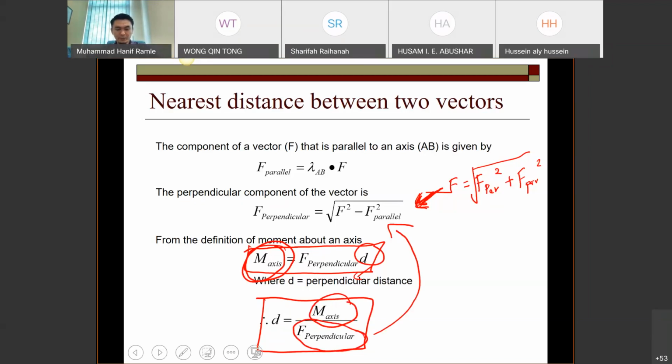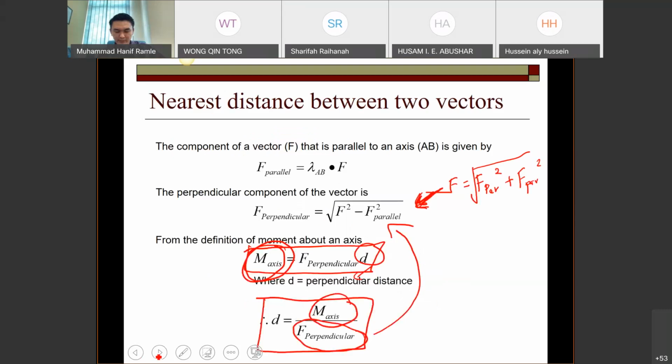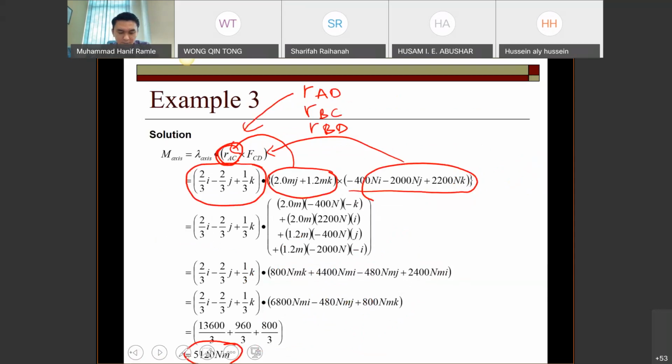Okay, then we proceed to example 4. Example 4 is actually an extension from example 3. The only thing that we have to calculate in this example is the shortest distance. From the previous example 3, we have the M axis, which has a value of 5,120 Newton meter.